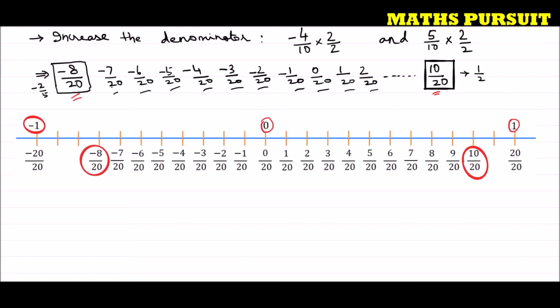So how to find 10 rational numbers? You can just count: 1, 2, 3, 4, 5, 6, 7, 8, 9, 10. So I am going to consider these 10 rational numbers for the purpose of our answer. You can consider any other 10 rational numbers in between minus 8 upon 20 and 10 upon 20.